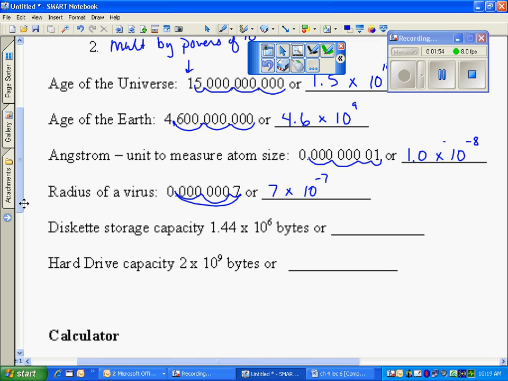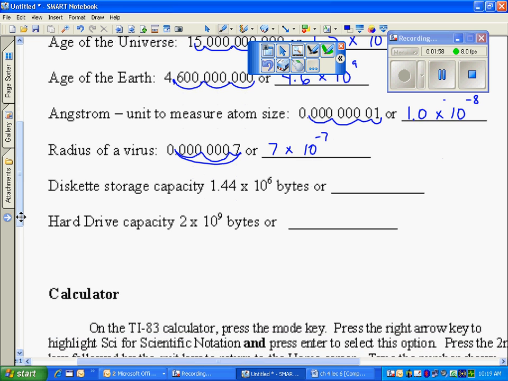Let's expand this number. It has a positive exponent, so that means my decimal will move 6 places, making my number larger. 1, 2, 3, 4, 5, 6.